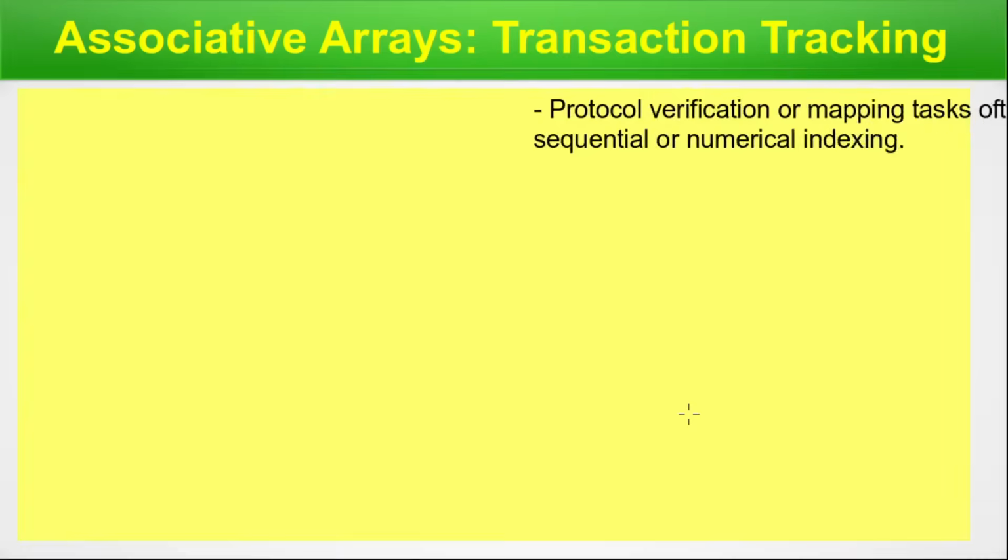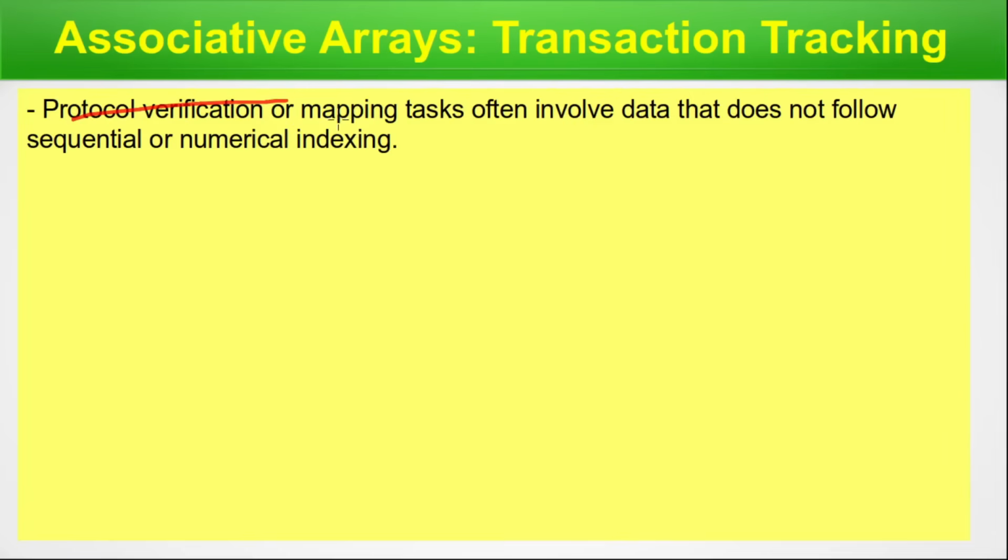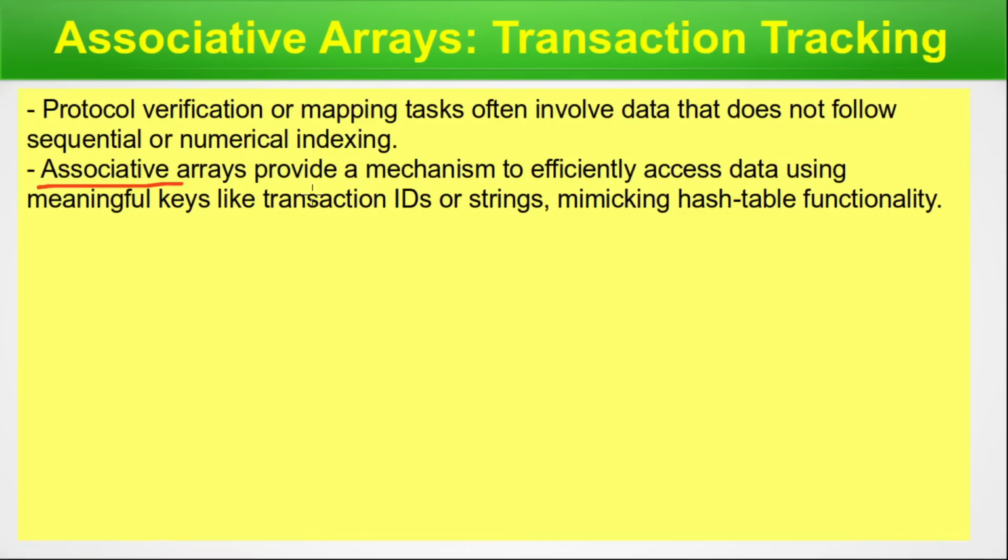Now here, let us talk. Protocol verification or mapping tasks often involve data that does not flow with sequential or numerical indexing. That means we do not have sequential packets. We may have random packets and they have to be labeled. An associative array provides a mechanism to efficiently access data using meaningful keys like transaction IDs or strings, mimicking hash table functionality.